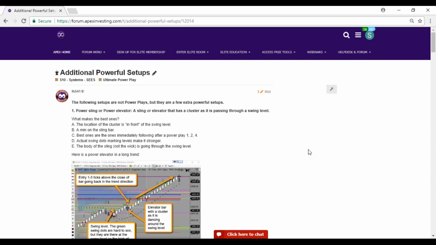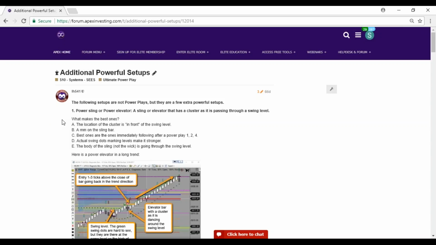So thank you so much to Lori for helping us get this all together, and she got this forum post together for me here and got these screenshots for you, her and the mentor group, and we're going to go through them here. Okay, so these are not power plays, all right? Our power plays are what you learned in the training course, 4 different setups, right? 1, 2, 3, and 4. These are not technically power plays, but these are some extra powerful setups that utilize some of the seeds and some of the power play aspects altogether.